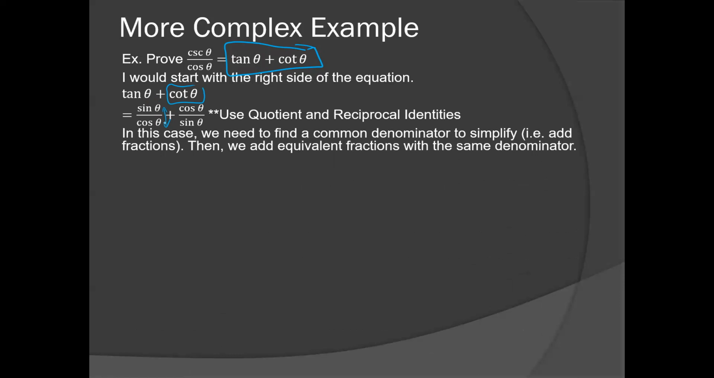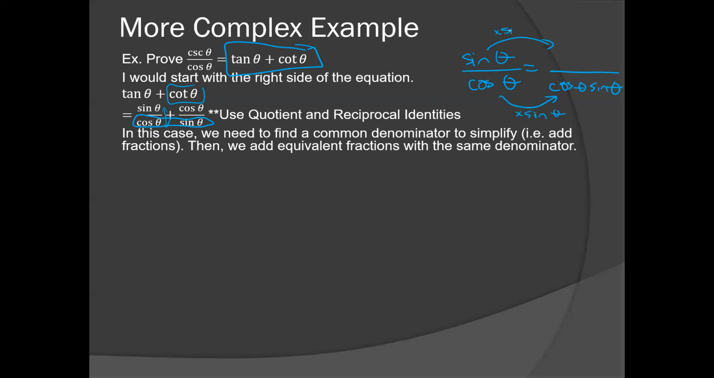So in this case, we want to find a common denominator. This goes back to grade 9, grade 10. You want to find an equivalent fraction. So let's find the common denominator first. I want to rewrite both these fractions so that I get a common denominator of cos theta times sine theta. So what do I have to multiply the numerator and the denominator by to get a denominator of cos theta times sine theta? Well, I need to multiply this by sine theta.